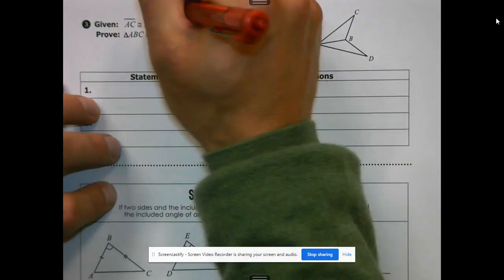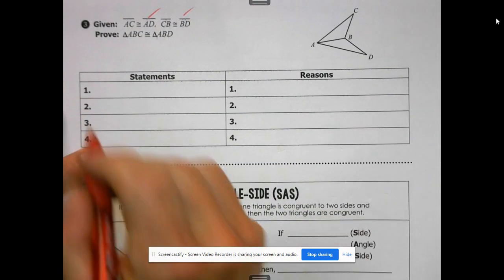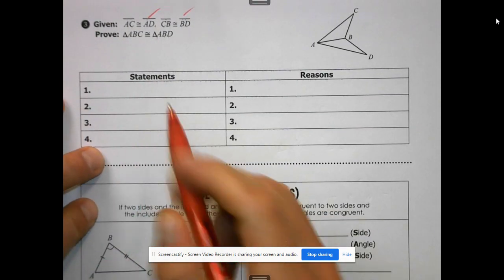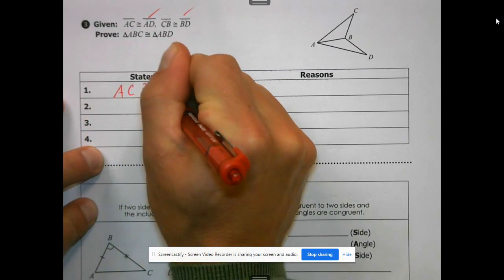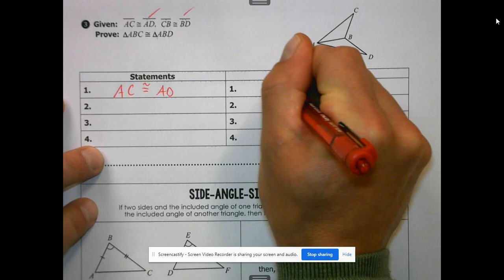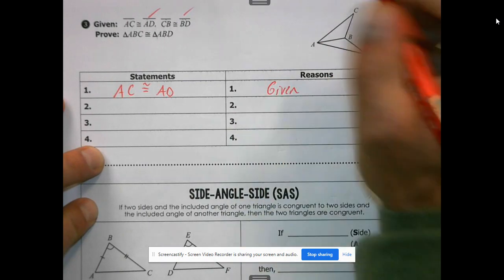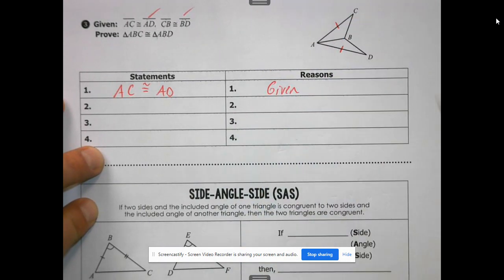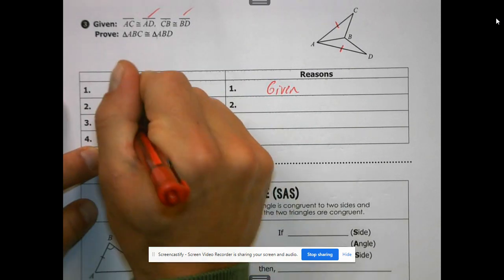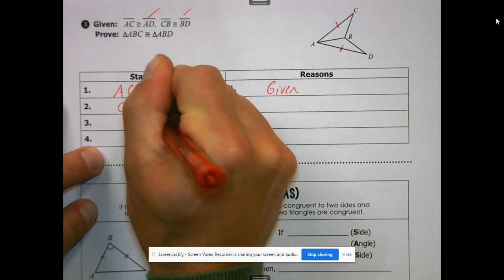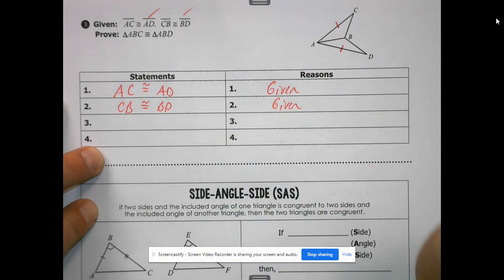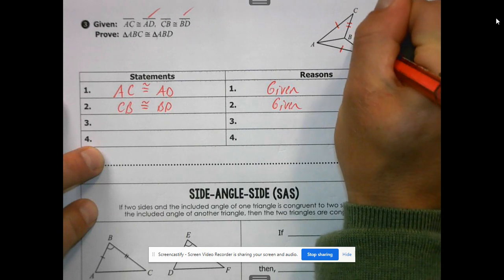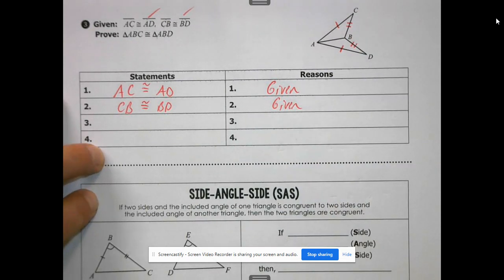Number 3, we have 2 givens. This time your statements are blank, but we can do this. Put down the first given in the first statement. AC is congruent to AD. That's given. Mark it up. AC congruent to AD. Next given, CB is congruent to BD. That's also given. Mark it up. CB, BD. No more givens.